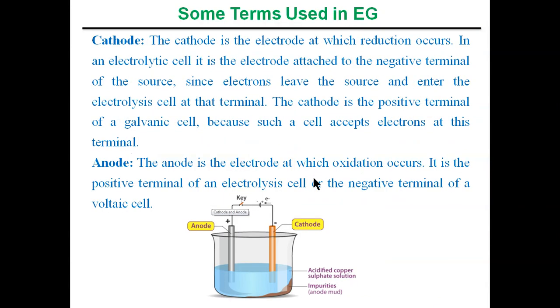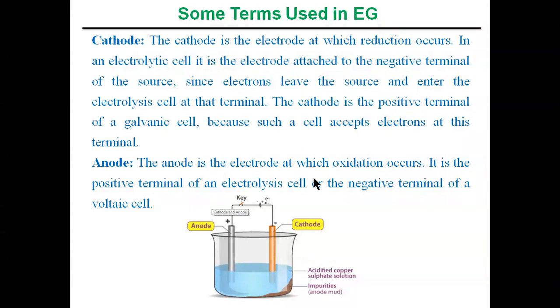Well, so we'll see some other terms. Here, cathode and anode, the two electrodes. The cathode is an electrode at which reduction occurs. That is very clear. In an electrolytic cell, it is the electrode attached to the negative terminal of the source, since the electrons leave the source and enter the electrolysis cell at that terminal. The cathode is the positive terminal of a galvanic cell because such a cell accepts electrons at this terminal.